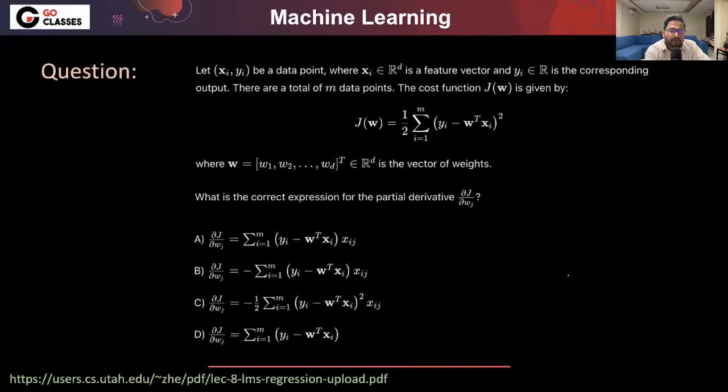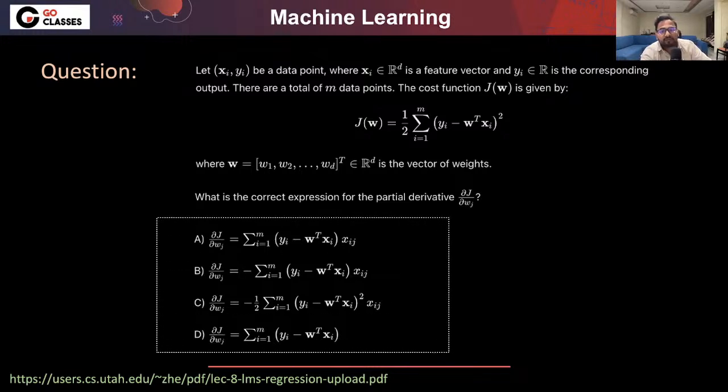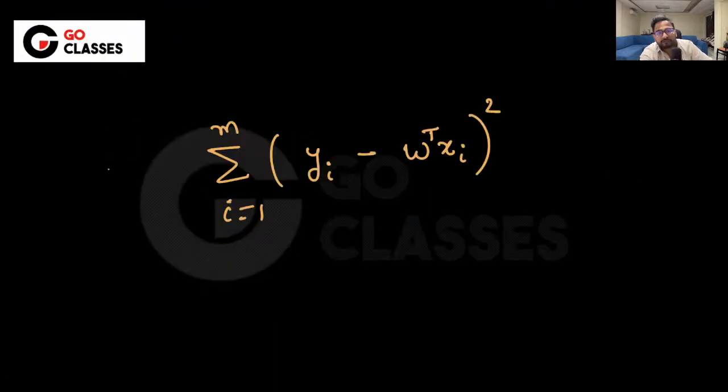Now what they are saying is, what is the correct expression for the partial derivative. They are just asking for the partial derivative of this J with respect to some wj.